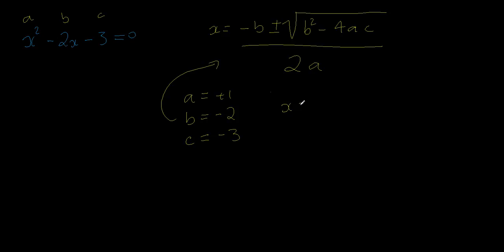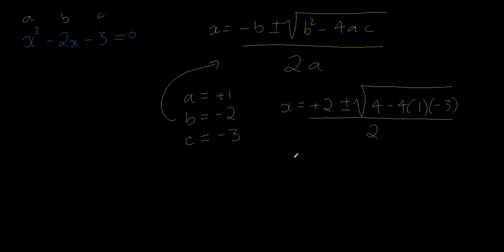So x is equal to -b. Now minus b is -2, which is equal to +2. Then you get plus or minus the square root of, now b squared is 4, then 4 minus 4 times a, which is 1, times c, which is -3. All of this divided by 2a, which is 2. So x is equal to 2 plus or minus the square root of, now you simplify this, so here you get 4 minus 4 times -3.